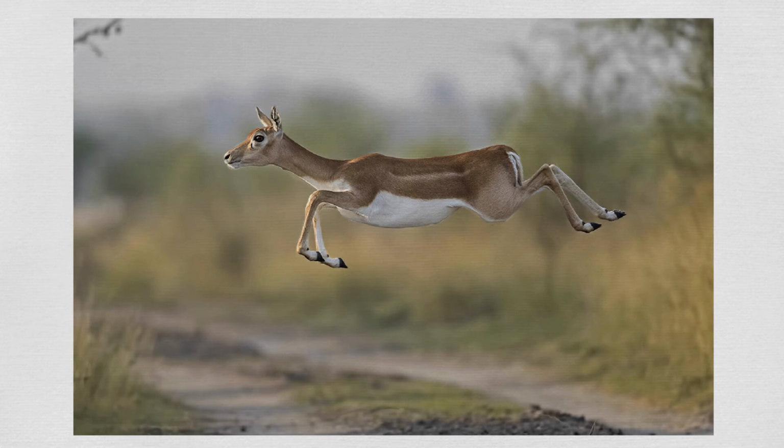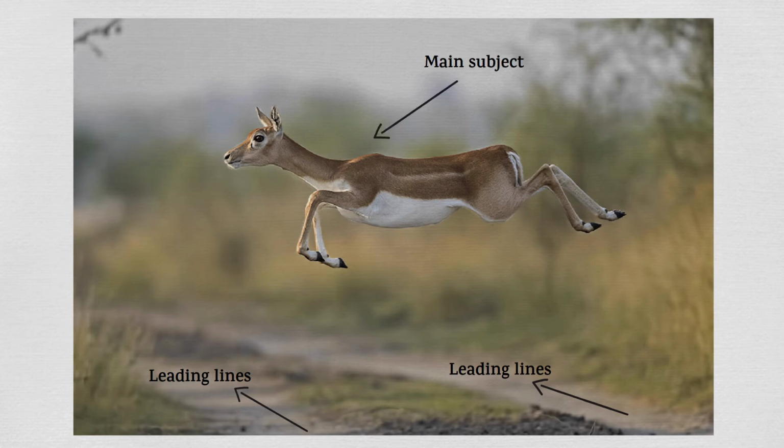Here there are multiple elements involved. There is the path, which is the leading line for this picture. There is the black buck jumping, which is the main subject. And how do we keep this picture? The black buck is looking towards the left, which means that there has to be more negative space in the left. But if I give too much negative space in the left, the path will be ignored.